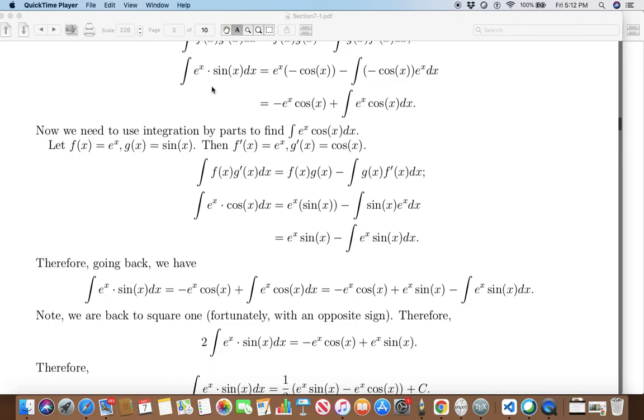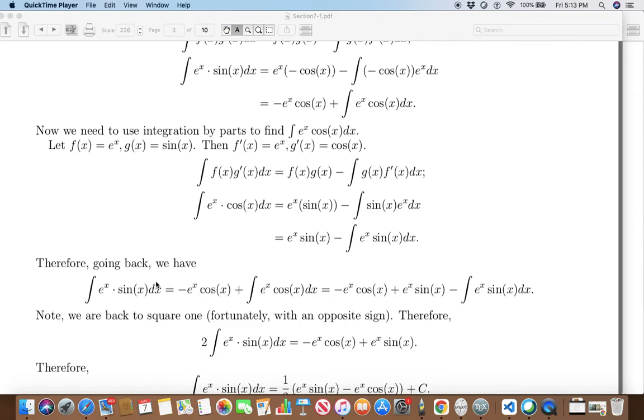How are we in luck? Let's go back to our problem. Integral of e raised to x sine x was our original problem. We said that was negative e to the x cosine x plus integral of e to the x cosine x. Well, keep this part as it is. The second part got us e to the x sine x minus integral of e to the x sine x. So notice that's a positive here and that's a negative here. So they do not cancel.